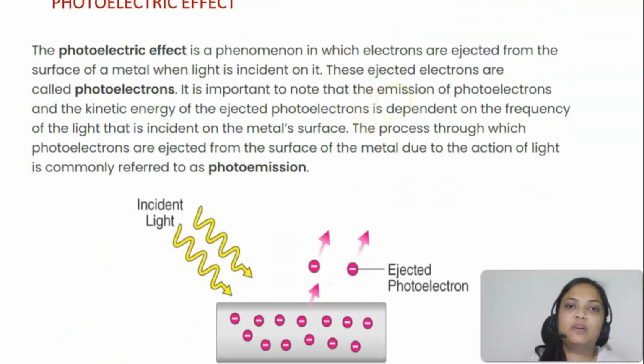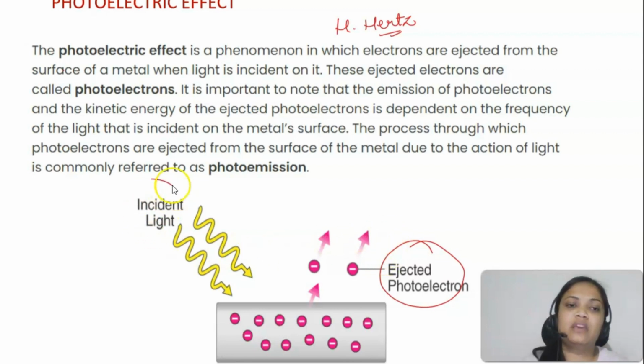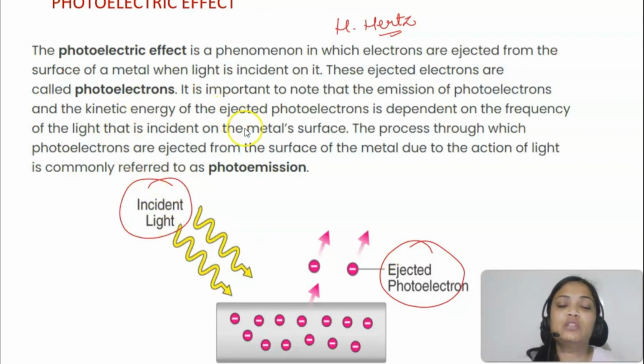So actually H. Hertz performed an experiment in which he fired a beam of light at a piece of metal. What happened is that a beam of electrons was noticed, or they were ejected, when a piece of metal like potassium, rubidium, or cesium was exposed to some light. So this is called the photoelectric effect. It is a phenomenon in which electrons are ejected from the surface of a metal when light is incident on it, and these are called photoelectrons. Students, this process is also called photoemission.